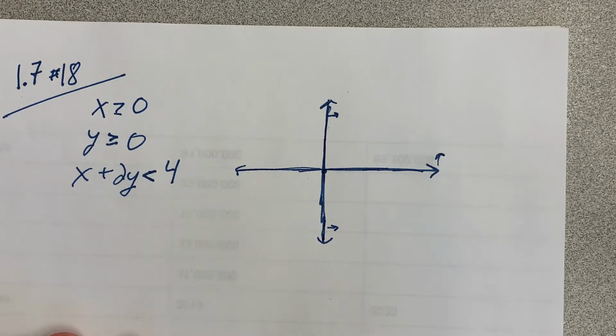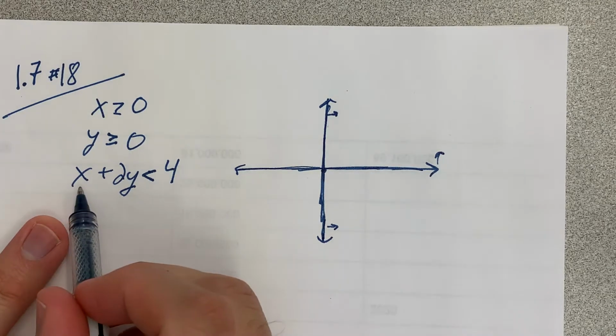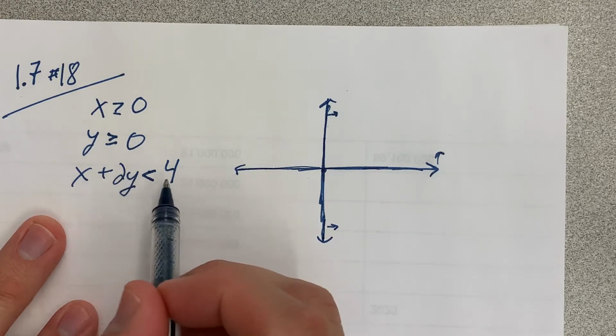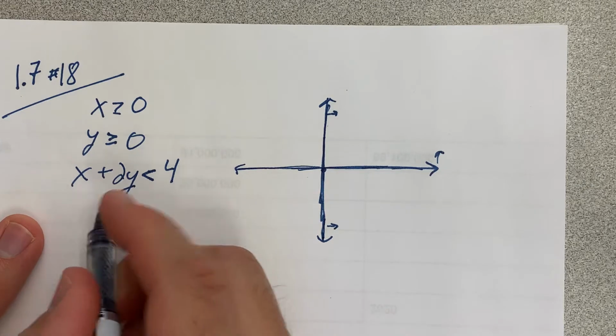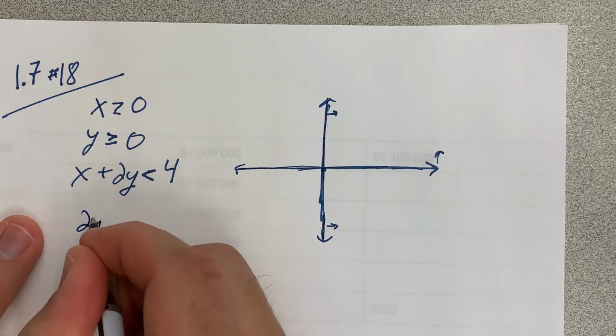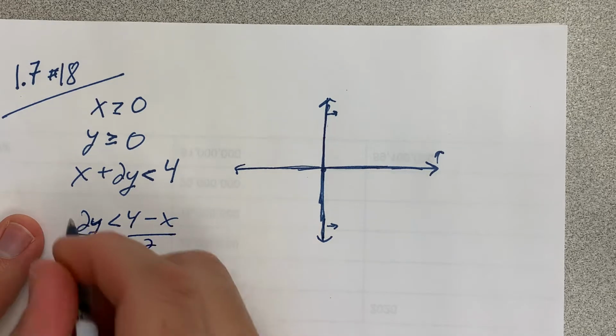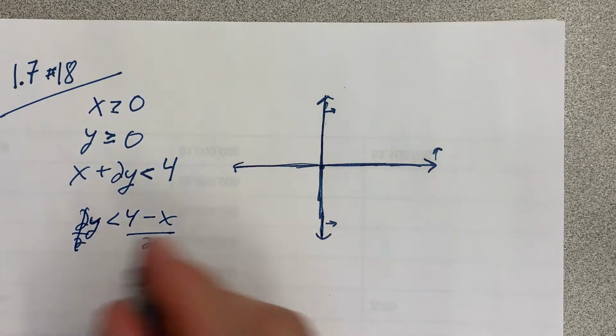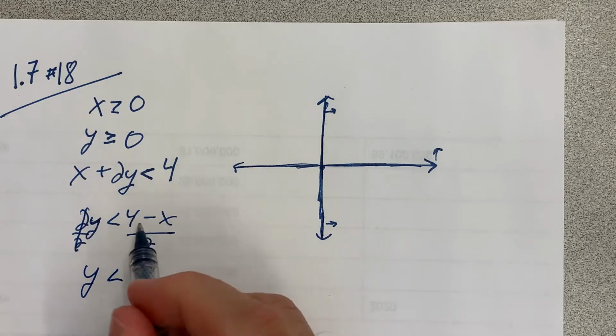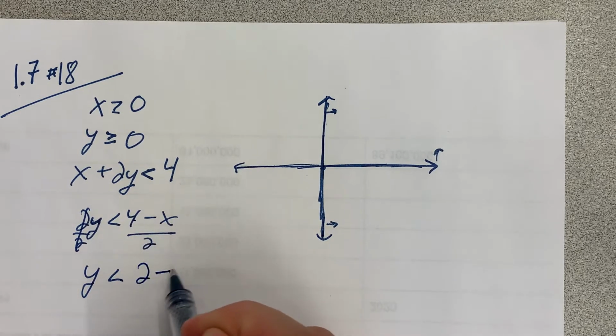All right, and then the last thing is this linear inequality right here, x plus 2y is less than 4, so we're going to solve that for y so we can actually graph it. So I get 2y is less than 4 minus x, divide both sides by 2, and so I get y is less than 4 divided by 2 is 2, minus 1/2 x.